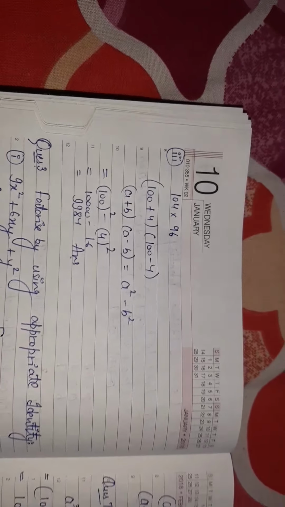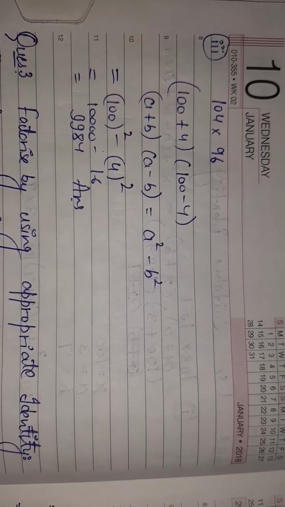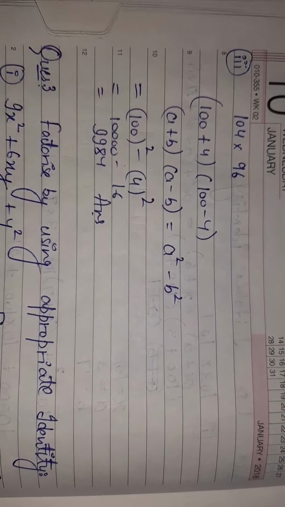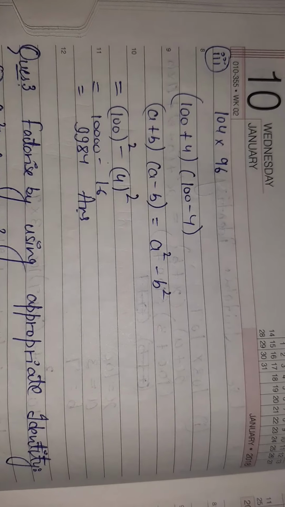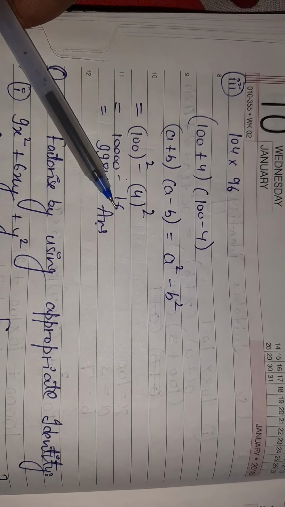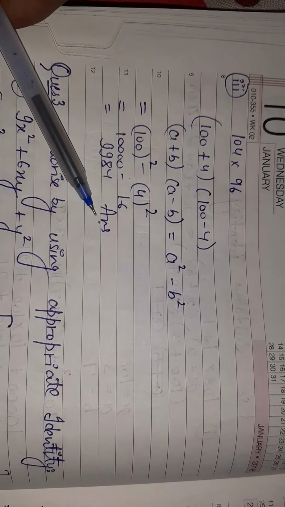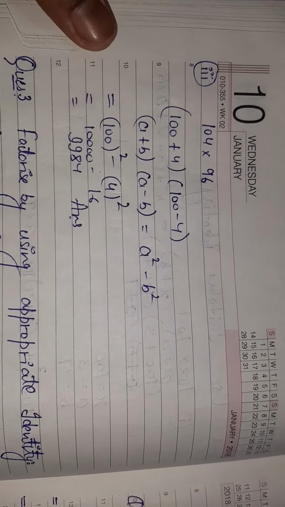Third part also I have done for you. 104 into 96. Very easy part. 100 plus 4, 100 minus 4. (a + b)(a − b). Identity is a square minus b square. I have done it. 100 square minus 4 square. 10,000 minus 16. Answer is 9984. Got it?